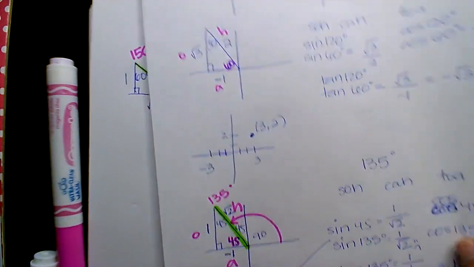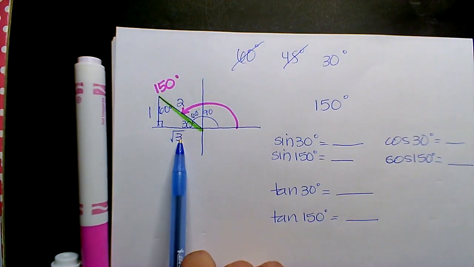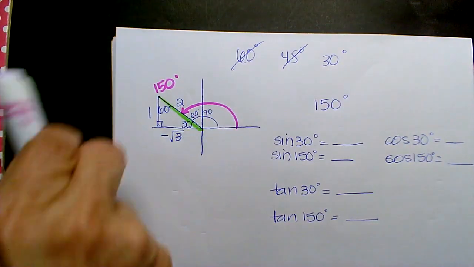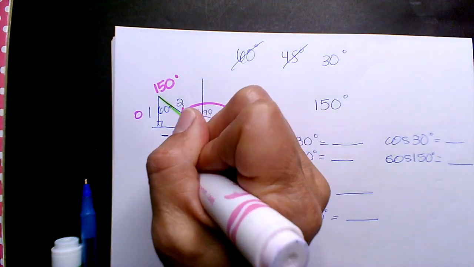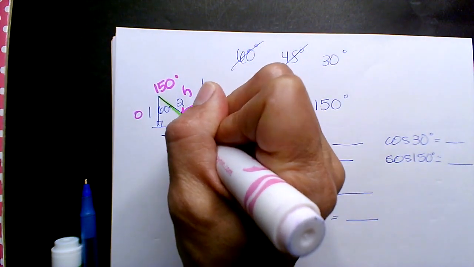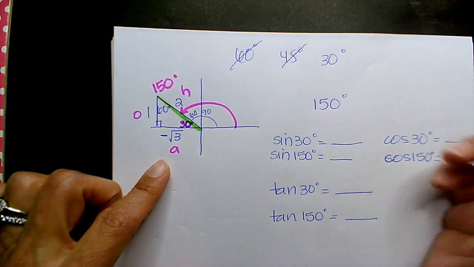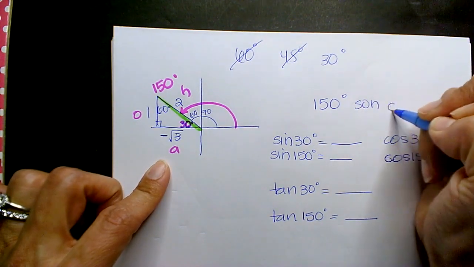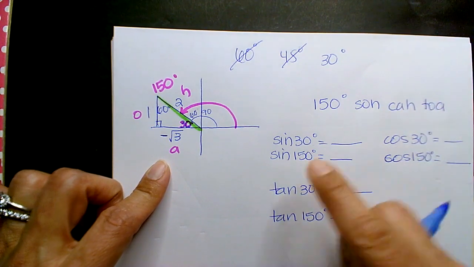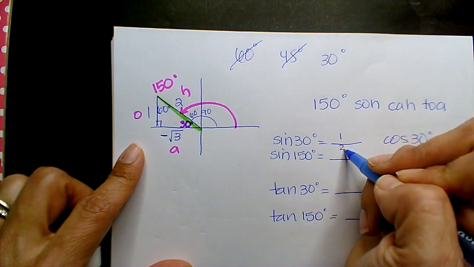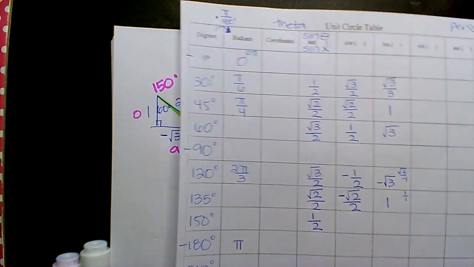Okay, so now with this rad 3, what am I going to do to this rad 3? Make it negative. And so now here's your O, A, H, and this is your 30. Okay, so what is SOHCAHTOA? What's the ratio for sine of 150 degrees? Yes, 1/2. So it is 1/2.